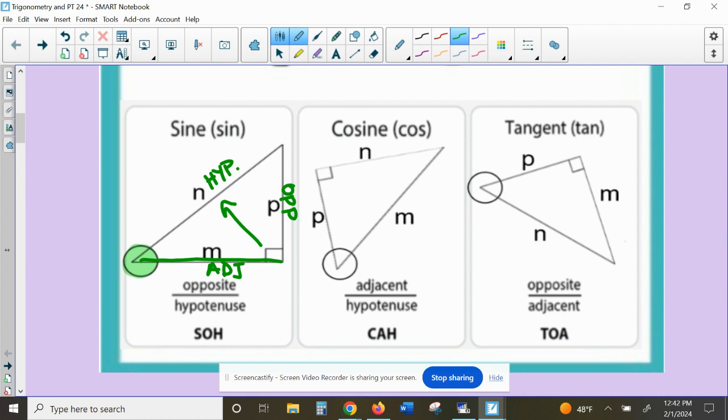Now here's the thing. You might tell me this. If I'm standing on this green circle, isn't the hypotenuse also adjacent? And it is. But he already has a name. He's already the hypotenuse, so he's out of the mix. That's why I always do hypotenuse first. Okay, are you okay to name them? Yes? Okay.